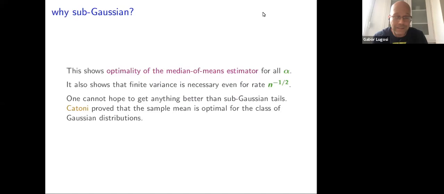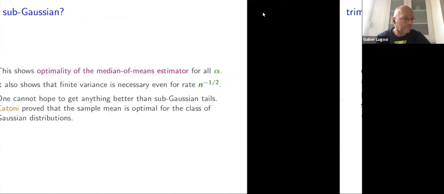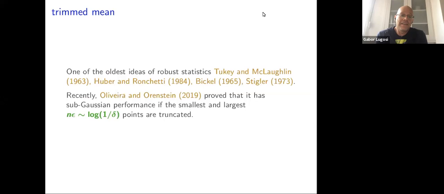All right. Now here's another very simple estimator, and this is even older than the median of means estimator. This is what all practitioners have been using: the so-called trimmed mean estimator.